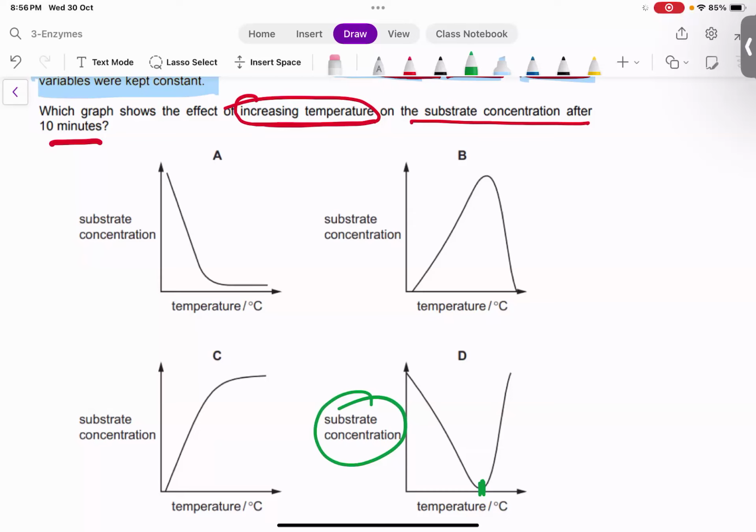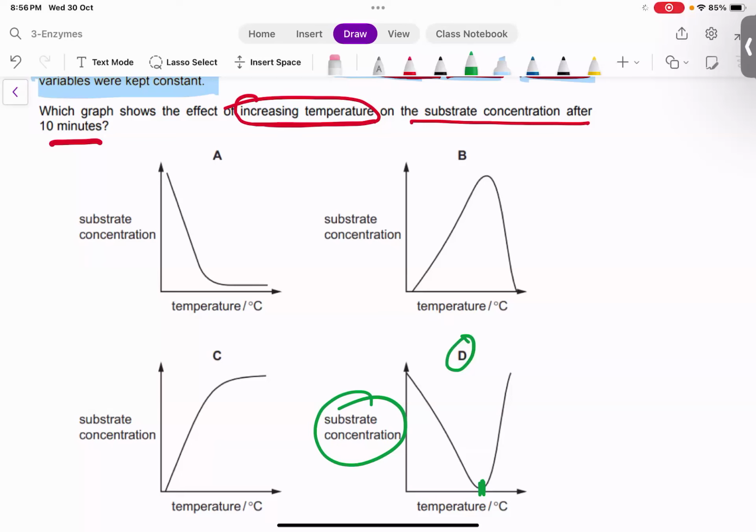Why? Because the rate of enzyme activity will be the fastest at this point, and the substrate would more readily be converted to the product. So the substrate concentration will be the least at this point. So D should be the correct choice.